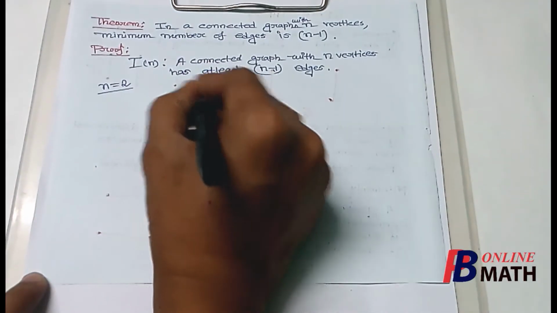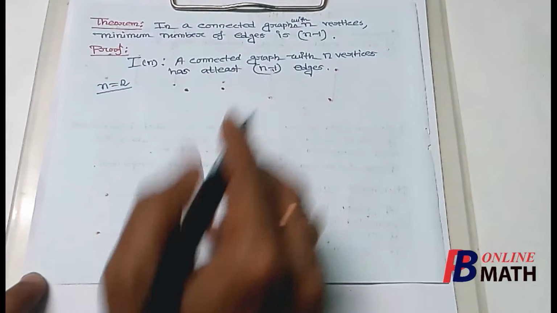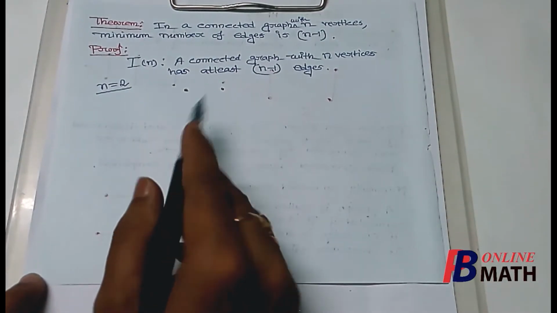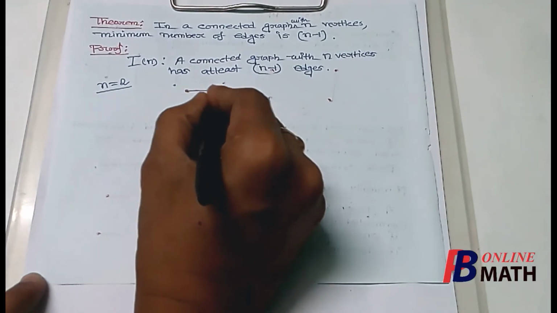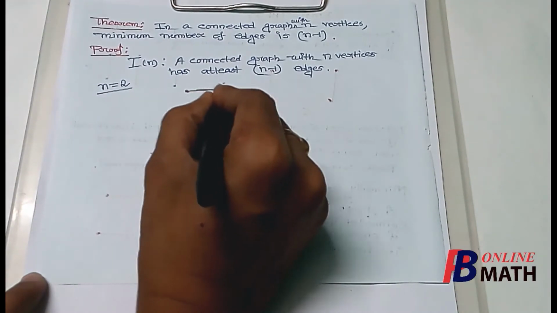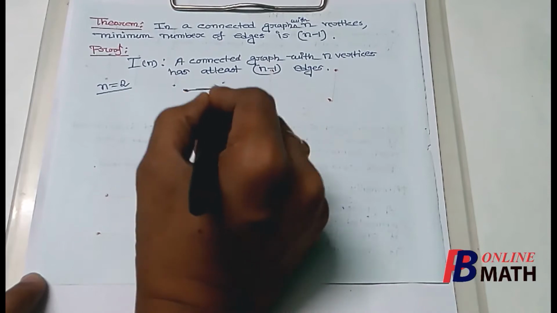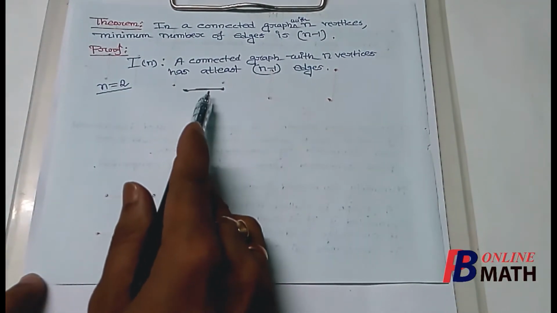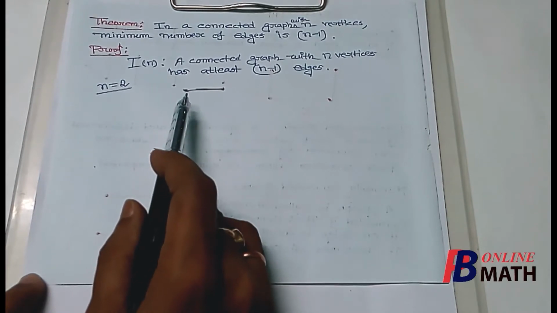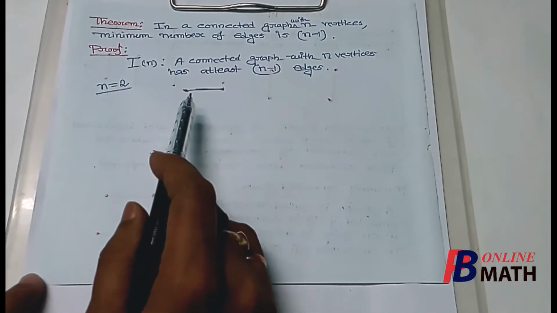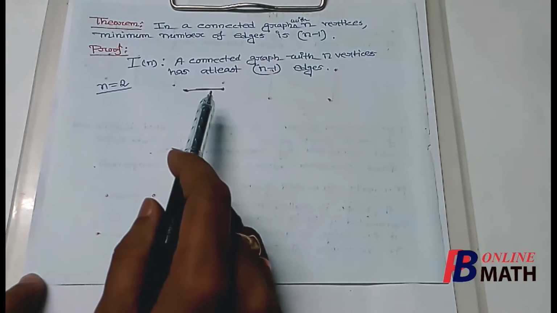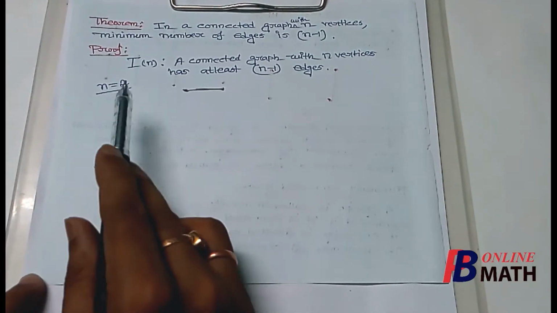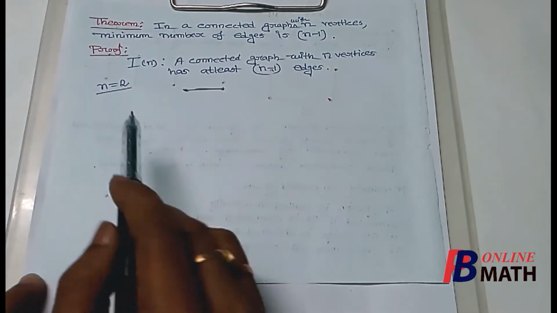So suppose these two be the vertices v1 and v2. Now this graph is connected, that means there exists an edge between these two vertices. So if we connect these two vertices, then the minimum number of edges here is 1. Now here the number of vertices is 2 and the number of edges is 1, which is 2 minus 1. Therefore the statement is true if the number of vertices is 2.